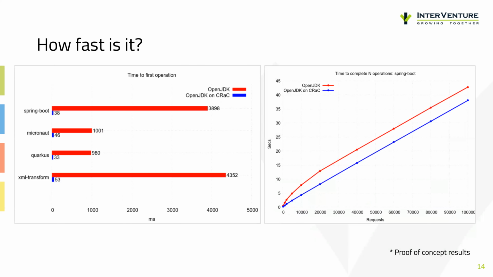Let's have a look at some numbers about Project CRaC. Here are some proof of concept results with several different frameworks. A Java application using Spring Boot and OpenJDK without Project CRaC takes about 4,000 milliseconds to start, so time to first operation. The same application, when checkpointed and restored, takes 38 milliseconds. So with CRaC, it gets down to 38 milliseconds, which is really mind-blowing.